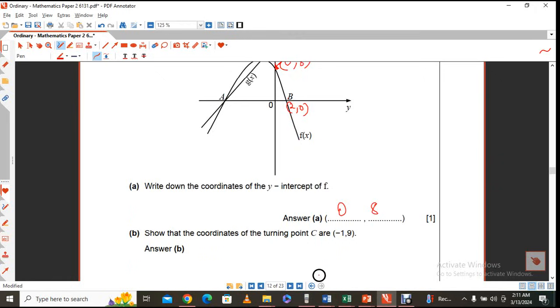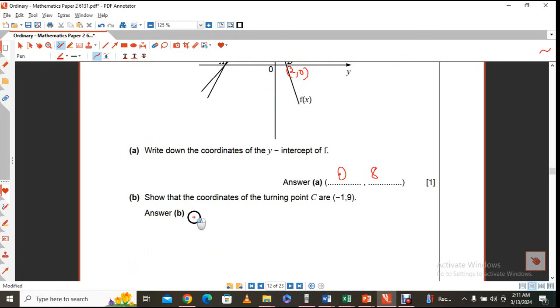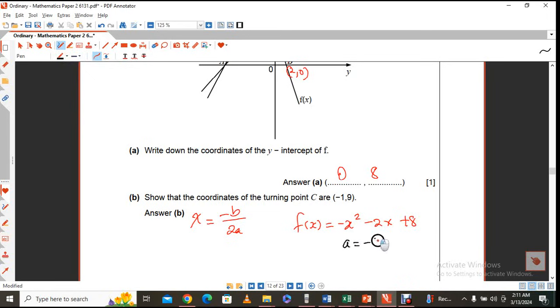Show that the coordinates of the turning point. Okay, so let's find the turning point. The formula we use to find the turning point is x equals minus b over 2a. Let me just write down what that function f is. It was minus x squared minus 2x plus 8. And our value of a here is -1, and our value of b is -2. So now I'm going to just punch that in. Of course, you can use completing the square.